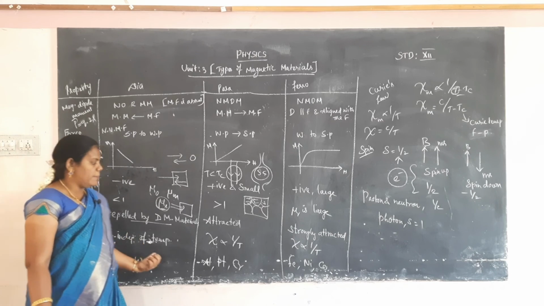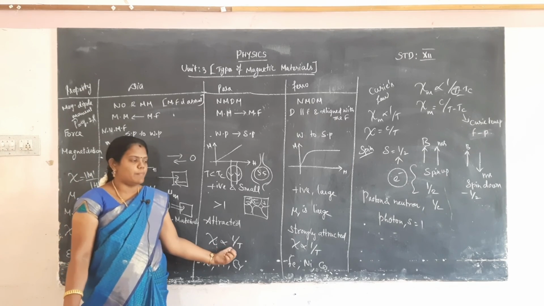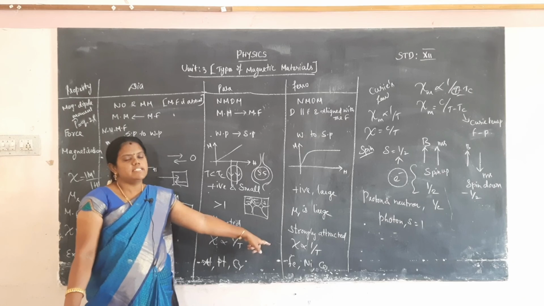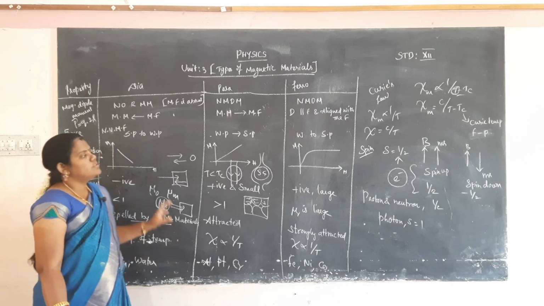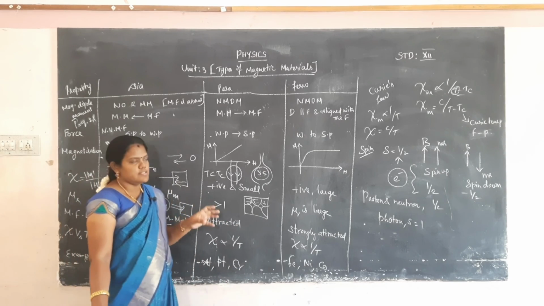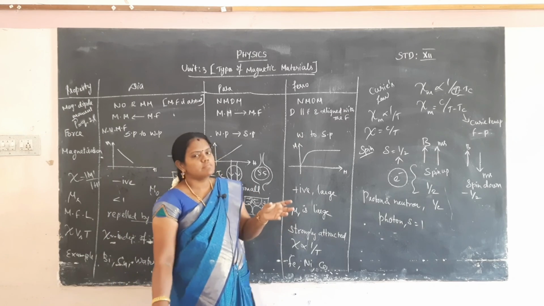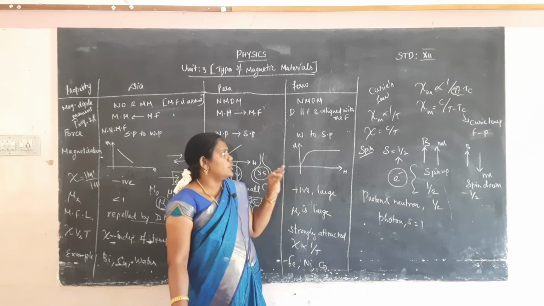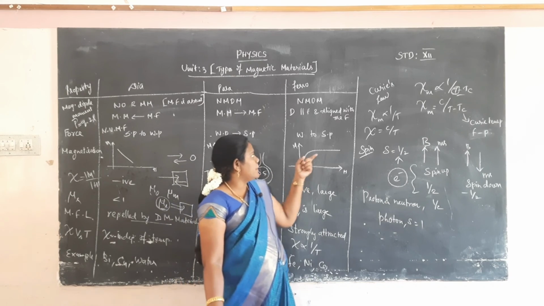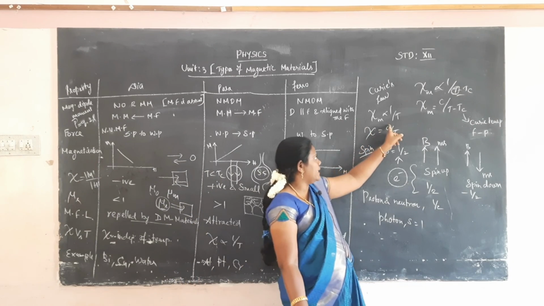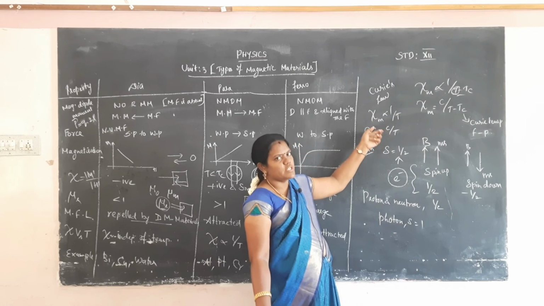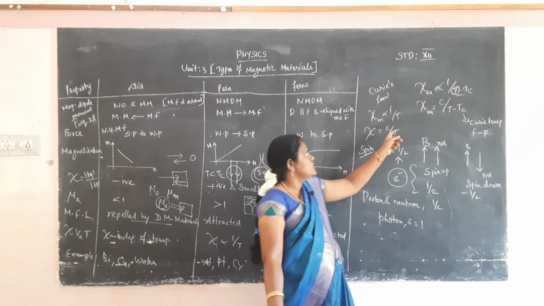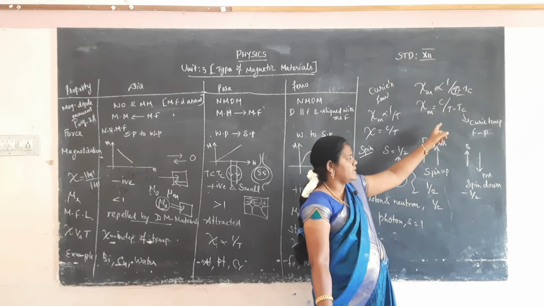Then the relation between susceptibility and temperature: susceptibility is independent of temperature for dia, and inversely proportional to temperature for para and ferro. All of that was discussed in this session, as well as the Meissner effect, the maglev train, and Curie's law. Curie's law says susceptibility is inversely proportional to the temperature. Removing the proportionality, we put a constant, so susceptibility is equal to C by T.